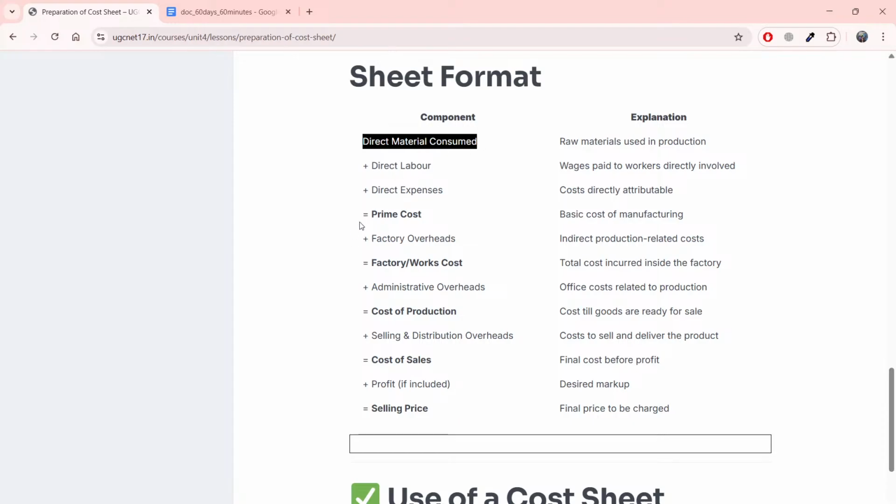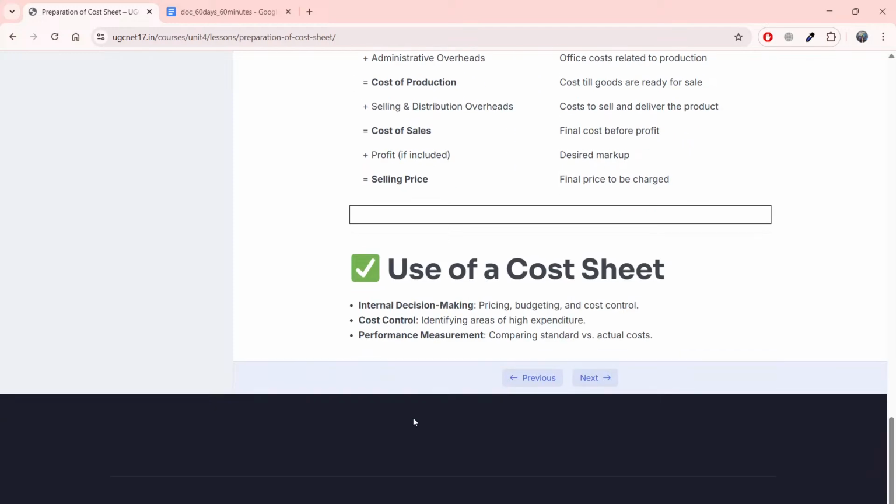And here we have: direct material consumed plus direct labor plus direct expenses is equal to prime cost, plus factory overhead is equal to factory cost, plus administrative overhead is equal to cost of production, plus selling and distribution overhead is equal to cost of sales, plus profit is equal to selling price.